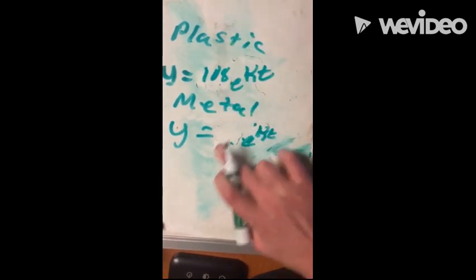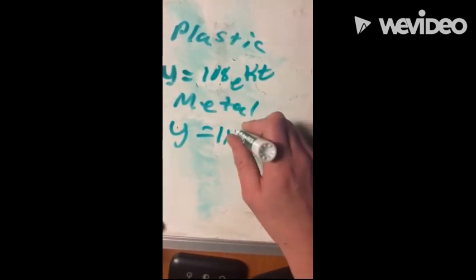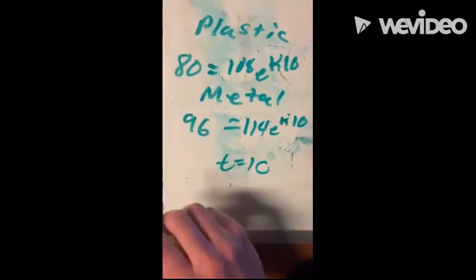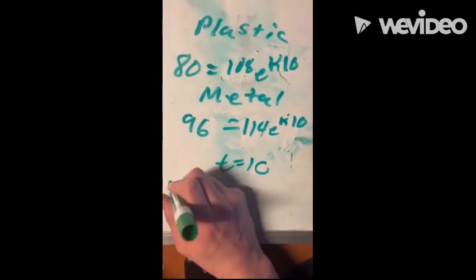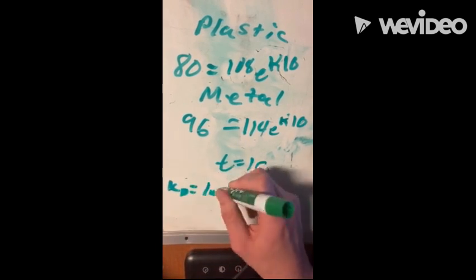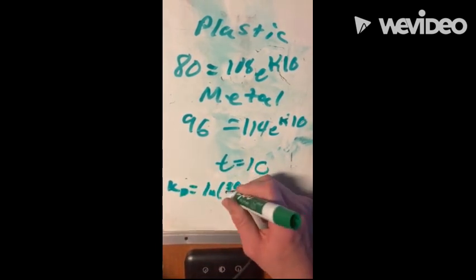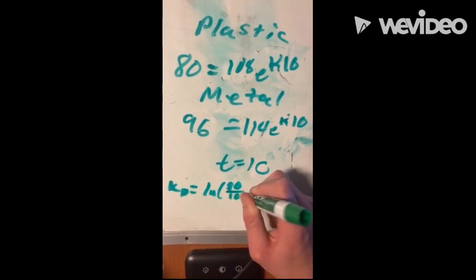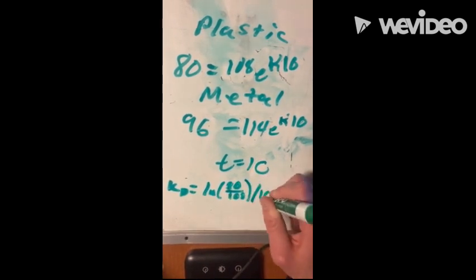e to the kt. Now, in order to find the value for k for each equation, we have to plug in another point. I chose the value of 10 minutes after the 0 point for each equation. Plugging in each value, we get 80 is equal to 108 e to the 10k, and 96 is equal to 114 e to the 10k.